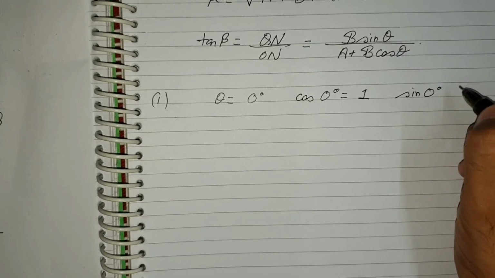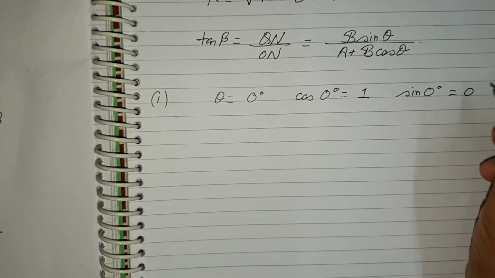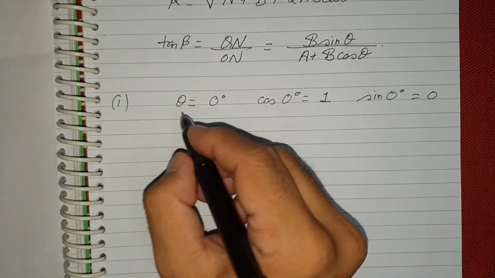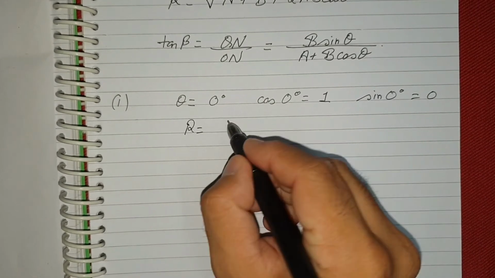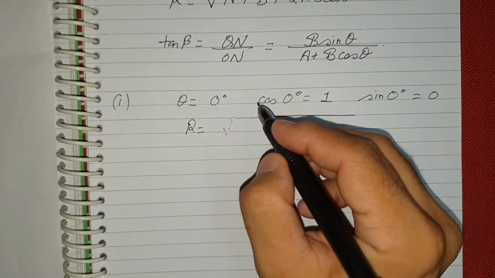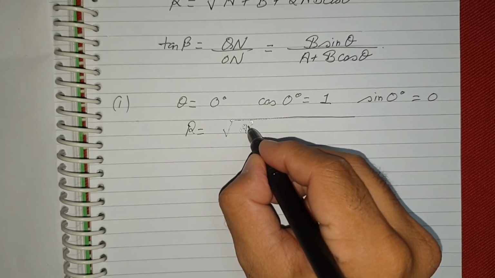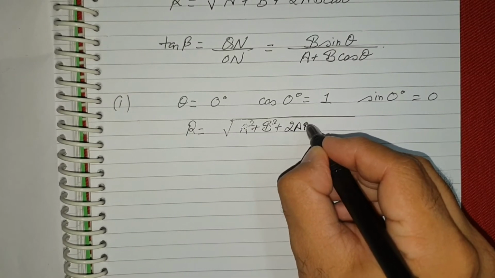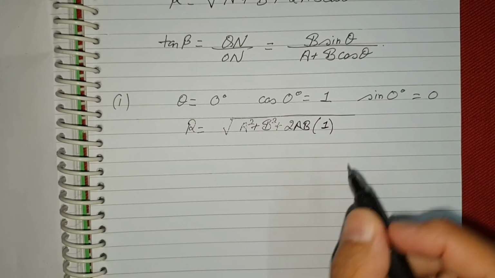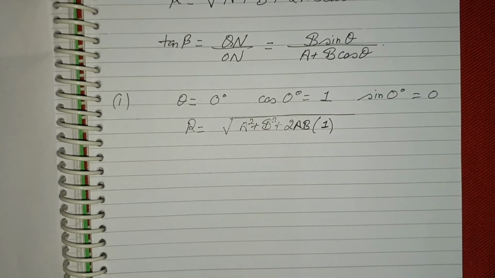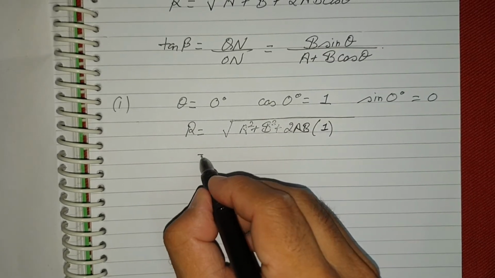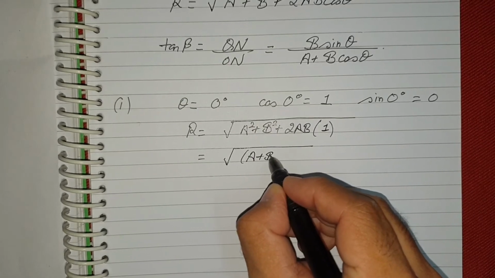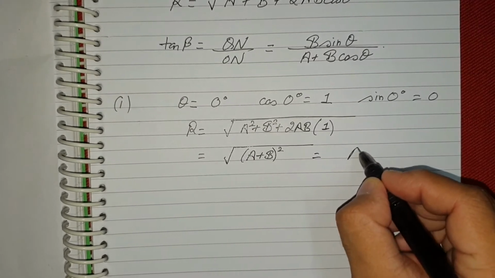And what is sin 0 degree? Sorry, that will be 0. So if we find the resultant using this formula, R is under root of a square plus b square plus 2ab cos theta. Now cos 0 is 1, so this is actually the formula of (a plus b) whole square. So this equals under root of (a plus b) whole square, which equals a plus b.